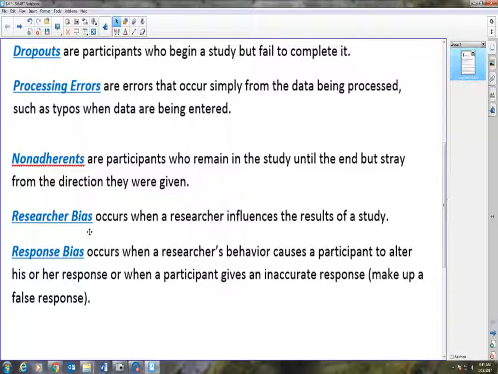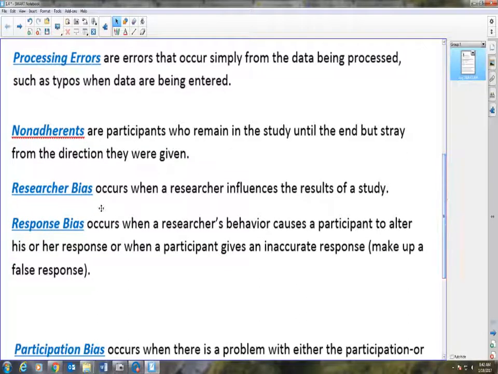Researcher bias occurs when a researcher tries to influence the results of a study. This is as crooked as it can be. If somebody is doing the research and they want to influence the result of a study, they can do a lot of things with the data to make it appear to favor one side over the other. That's called researcher's bias. Hopefully, researchers collecting data are not going to do that in the real world.